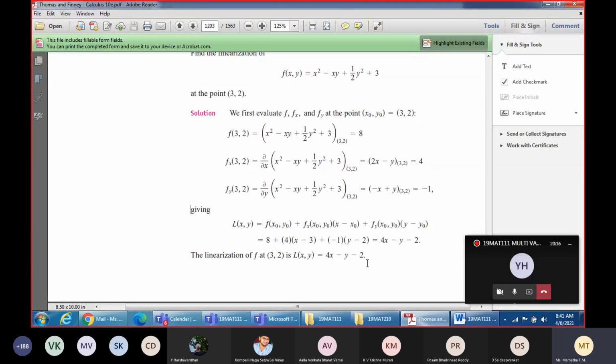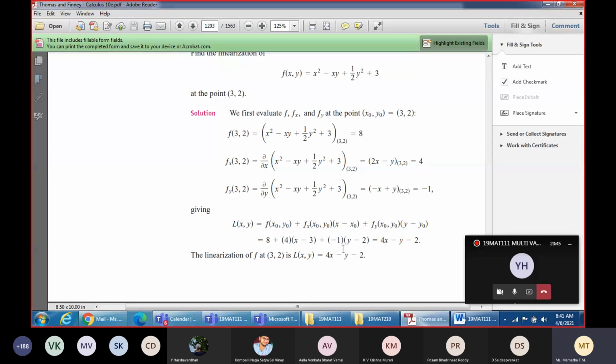In Thomas and Finney, he actually mixes up vector differentiation along with the partial derivatives, and he teaches it that way. But in Kreyszig, their approach is different, so we have to follow the Kreyszig approach. So I'm not dealing with the gradient concept right now, but you will be studying it later, once I start with vector differentiation. Any doubts with the linearization procedure?